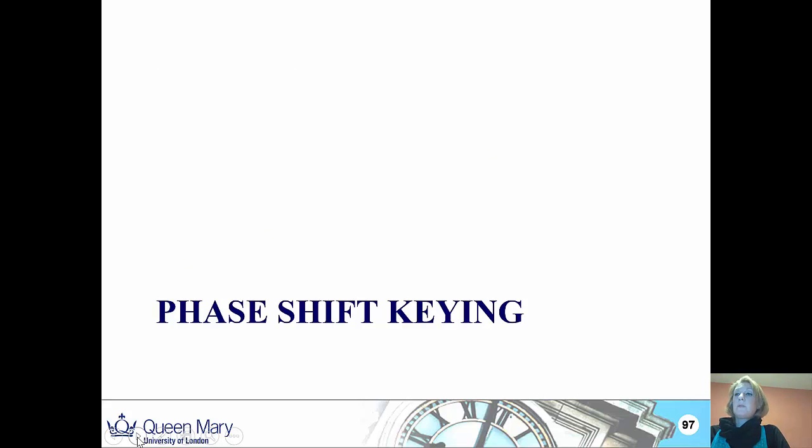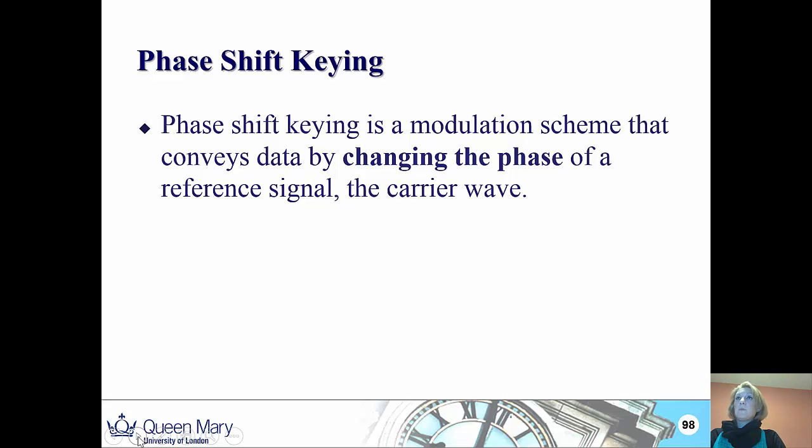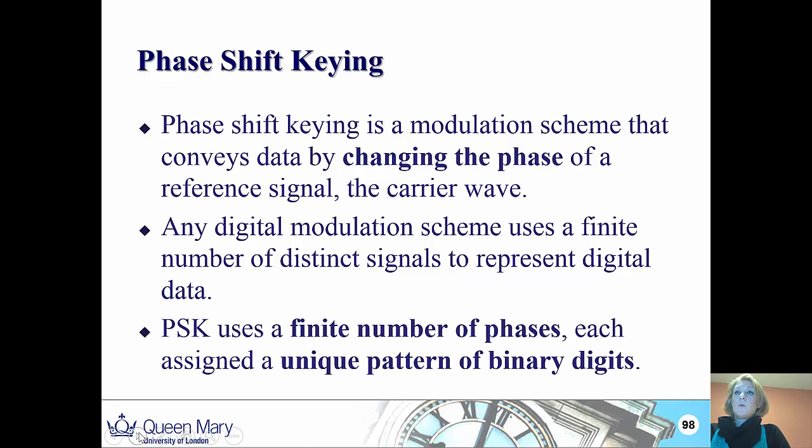Okay, so the third type of modulation is phase shift keying. Phase shift keying is a modulation scheme that conveys data by changing the phase of the carrier wave. The phase refers to the point of the signal at time equals 0. Phase shift keying uses a finite number of phases and assigns a unique pattern of binary digits to each phase, and it's through changing that phase that we can communicate the different binary digits being transferred.